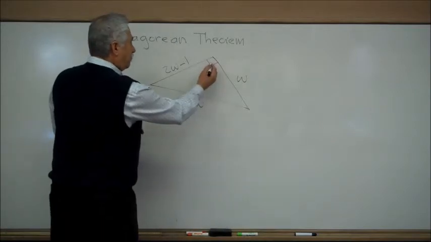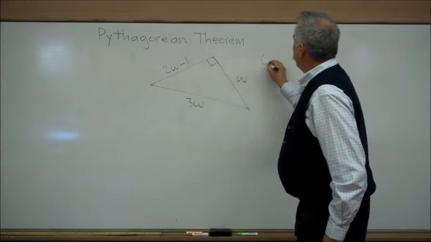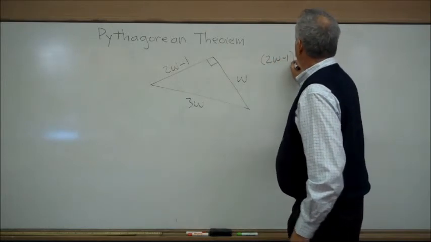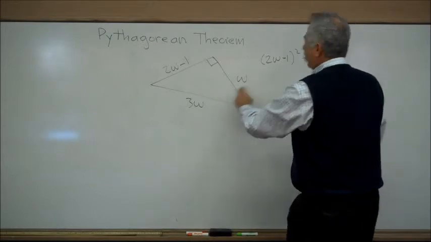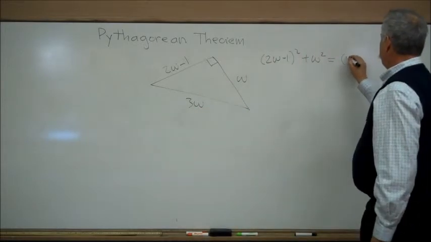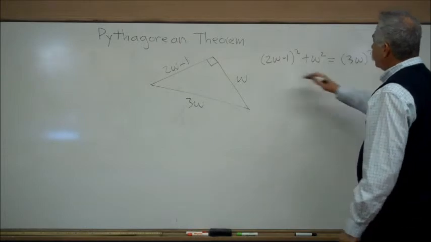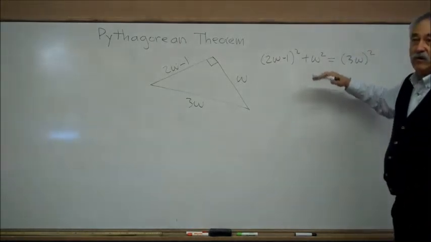Orient yourself. Then this side squared plus this side squared equals this side squared. And then you go on from here to wherever you're required to go.